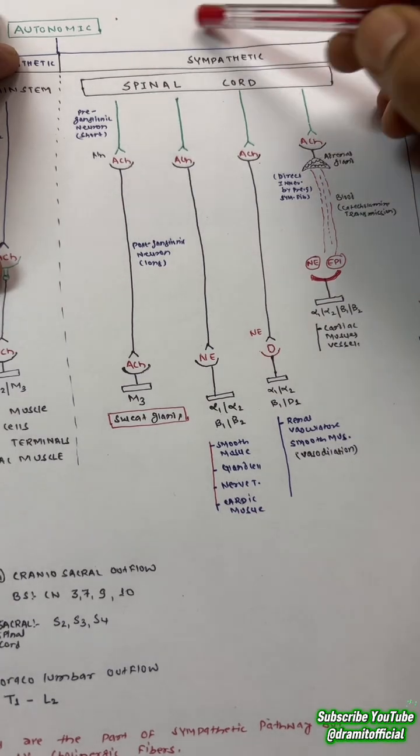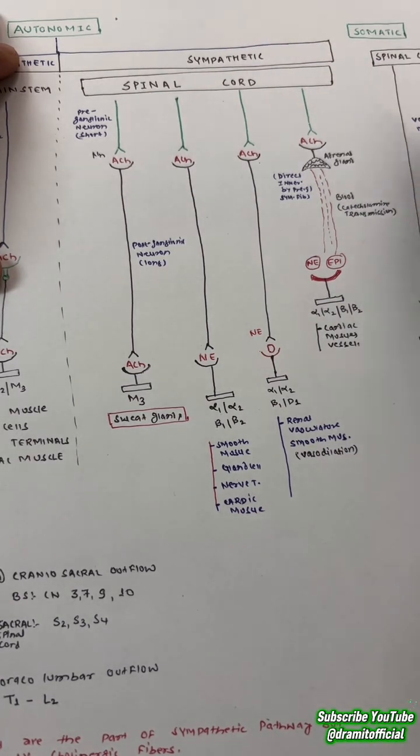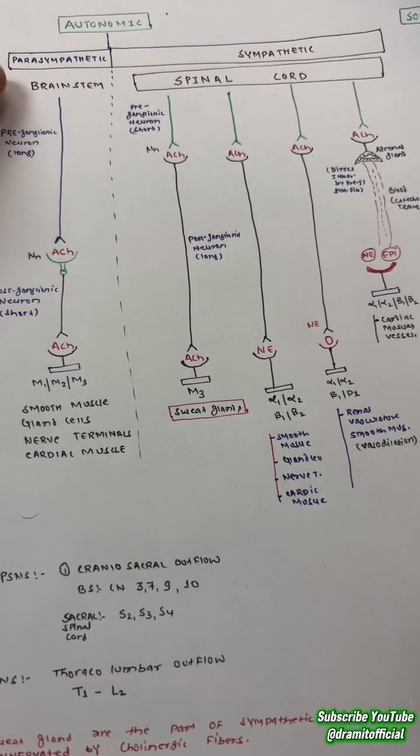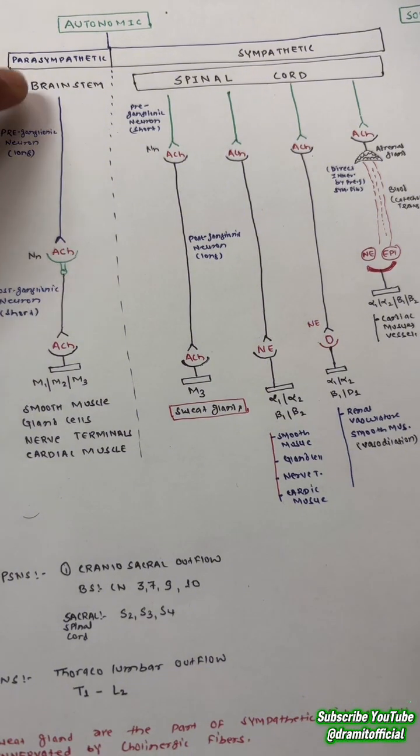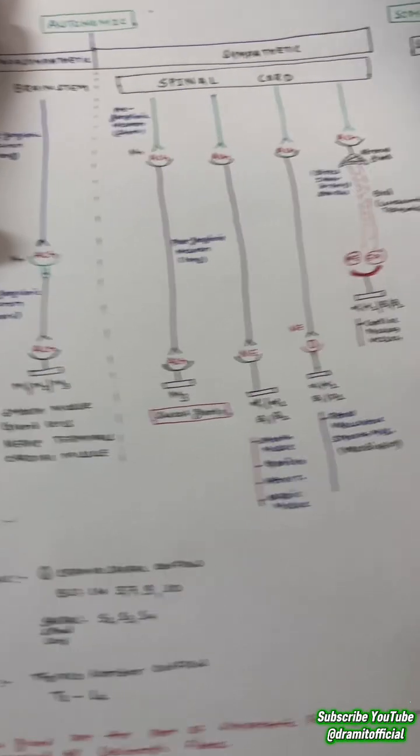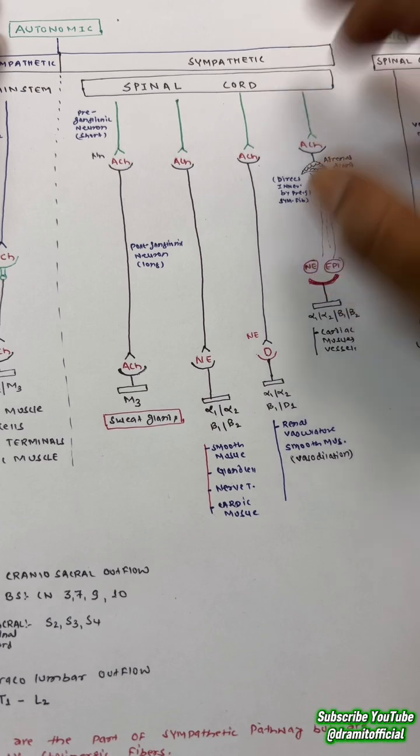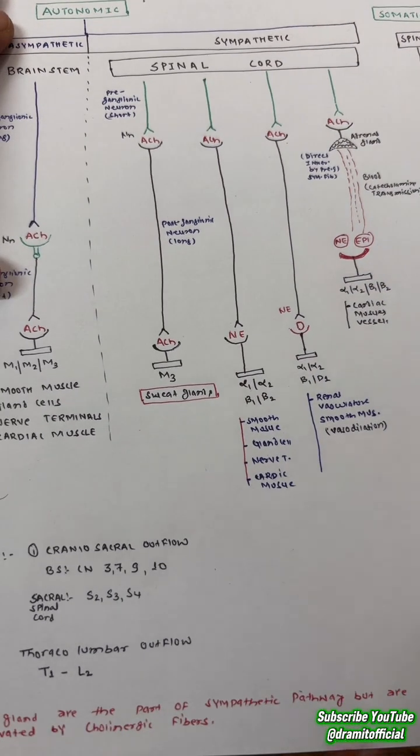Now let's talk about the sympathetic nervous system. As I have previously told you, the parasympathetic nervous system starts from the brain stem and sacral spinal cord. The sympathetic nervous system starts from the spinal cord. In the spinal cord, from where? From the thoracolumbar outflow, that is from T1 to L2.